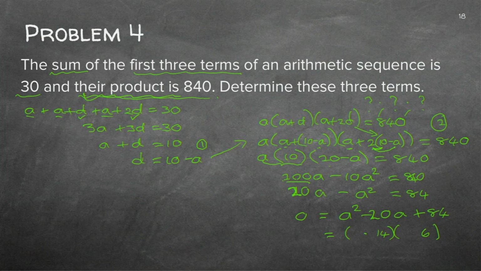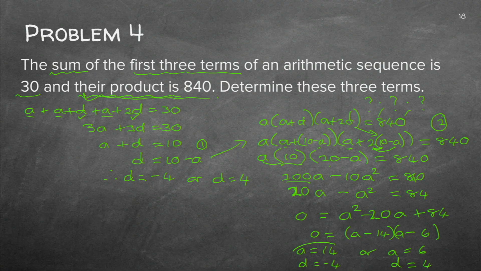And because I want minus 20, I'm going to make both minuses. There's my (A minus 20)(A minus 6)... I mean, (A minus 14)(A minus 6) is equal to 0. So A is equal to 14, or A is equal to 6. If A is 14, I go there and I say D is equal to 10 minus 14, which is minus 4. Or D is equal to 10 minus 6, which is plus 4. So D is minus 4 or D is plus 4.